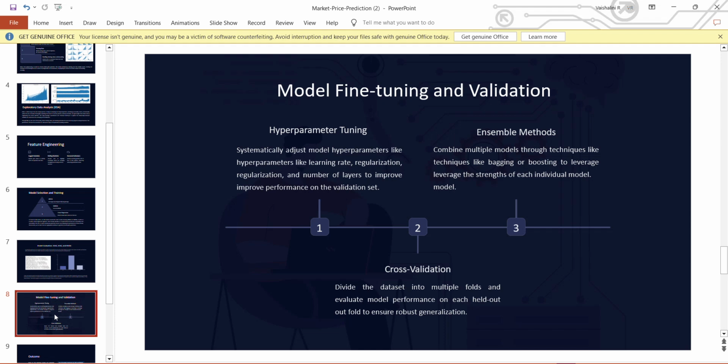And the next step is fine-tuning and validation. To further refine our model, we performed grid search cross-validation. The main steps involved in fine-tuning and validation are hyperparameter tuning, ensemble methods, and cross-validation. We evaluated different parameter combinations for ARMA and SARMA. This iterative process helped us identify the best parameters for the most accurate forecast.